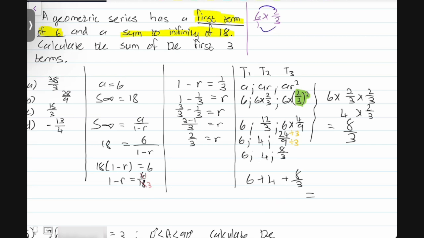Let me write that better. This is 10 plus the 8 over 3, and this 10 is over 1. So common denominator of 3, which means I would have to times this by 3. This is going to be 30 plus 8, and obviously that's 38 over 3. And our answer is our first one. Our answer is 38 over 3.